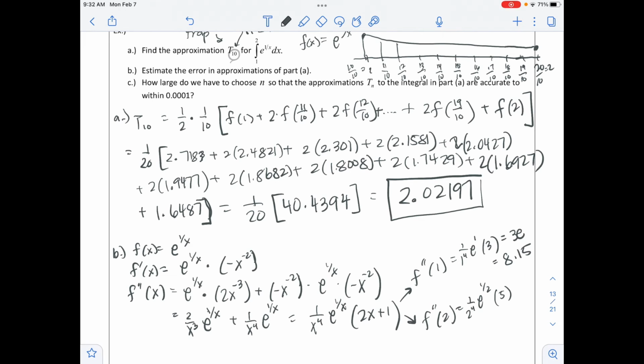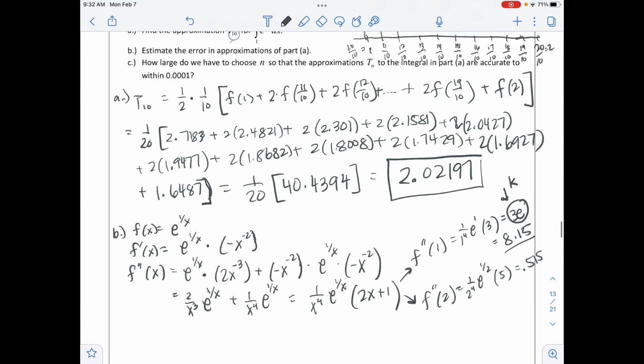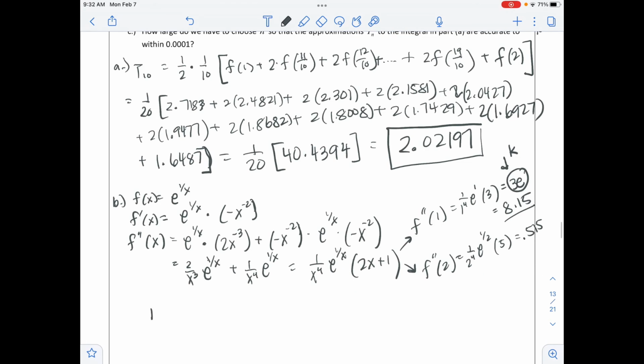And our second one is equal to 0.515. And so we're going to use this value, or actually the 3e, without it simplified, to approximate our error. And so this would be our k value for our function. And so our error, which is going to be the absolute value, is less than or equal to k times b minus a to the third over 12n squared.